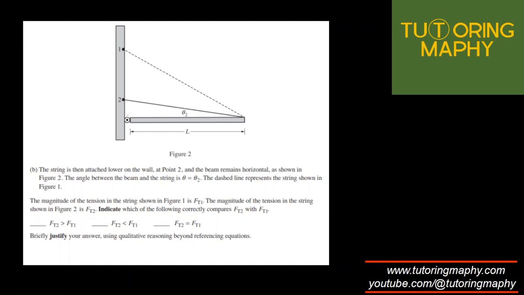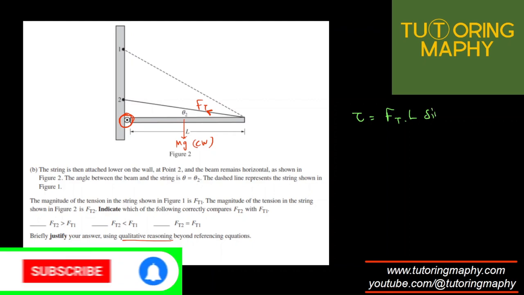If the net torque about this point, because we don't know the force of the hinge, neither are we interested. The only clockwise torque being provided is by mg, which is the same, and the torque provided by the tension is the other torque which is going to counter this. And we have to give a qualitative reason beyond referencing the equations. I'm just writing equations so that I can explain, and then we'll write in the statement. That will be force of tension times the length of the rod times sine of theta.